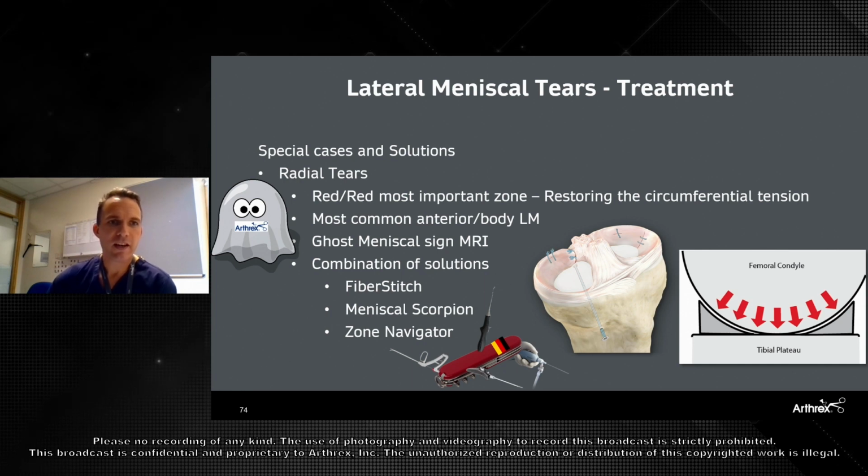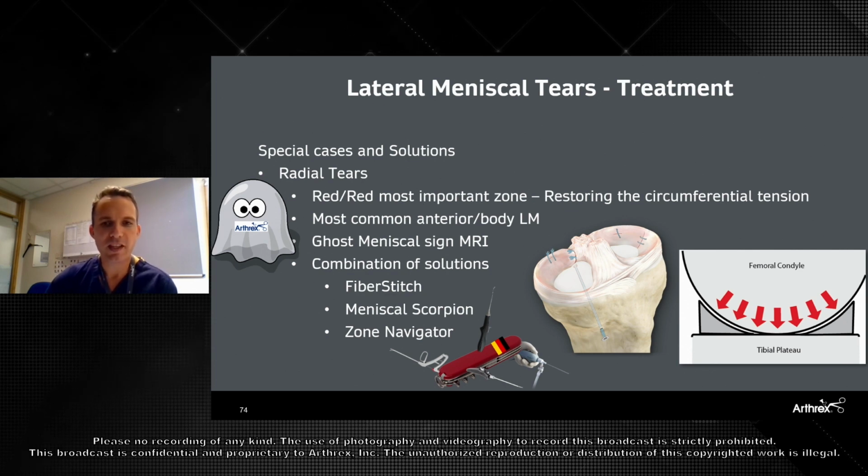The little ghost there is a reminder of what's called the ghost meniscal sign, and you see that both with regards to root tears and with radial tears. So again, reviewing your own MRI scans, having a look through, on the coronal views you can often have a slice where it looks as if there's no meniscus at all, and that's because your slice intersects exactly where that radial tear is, and that's a clear indicator of what's going on.